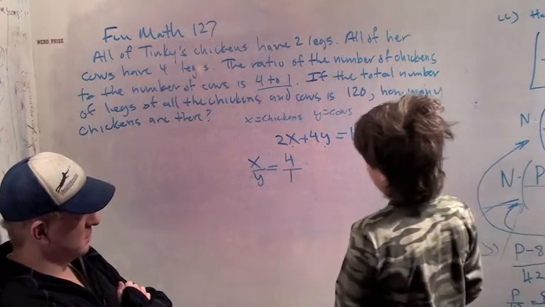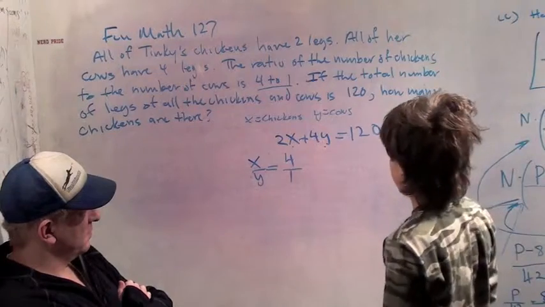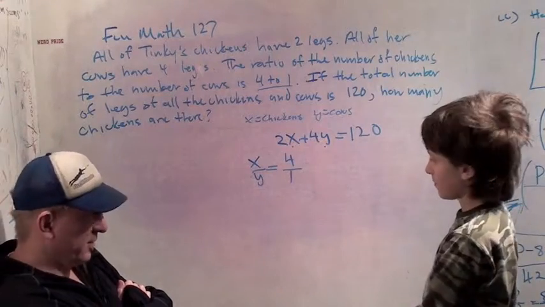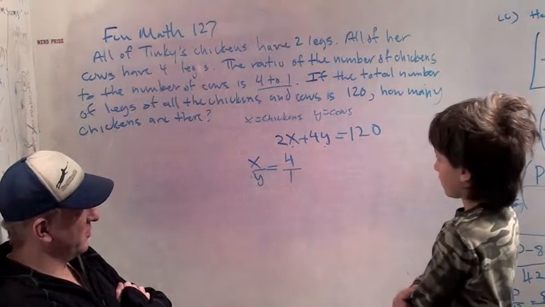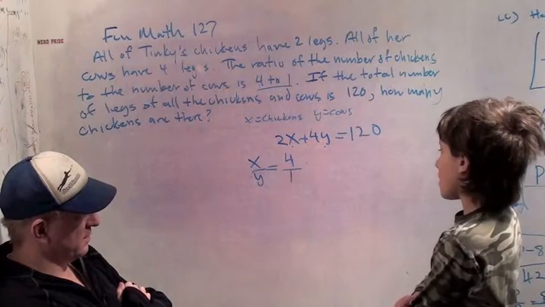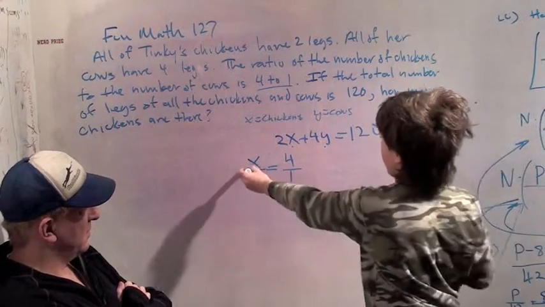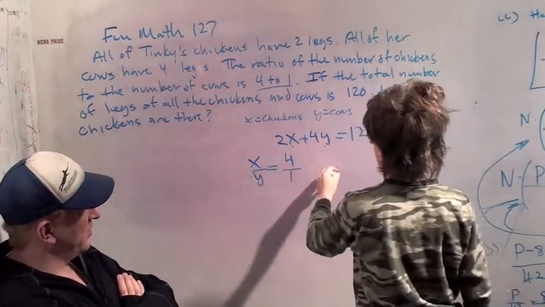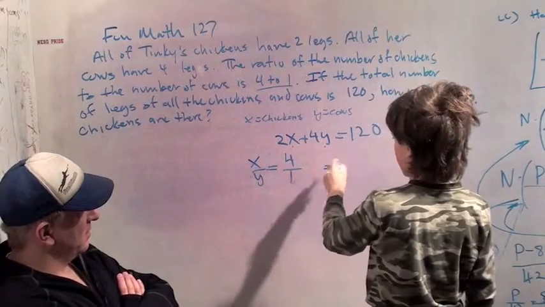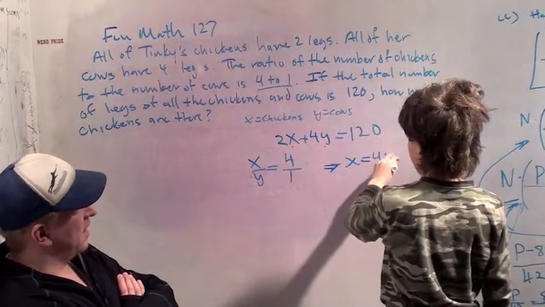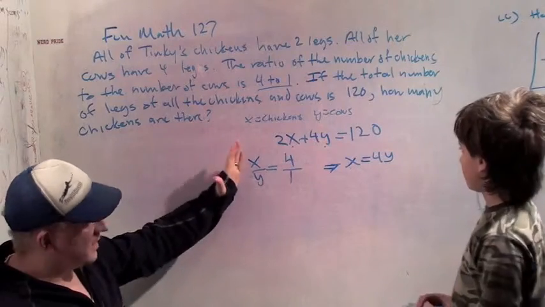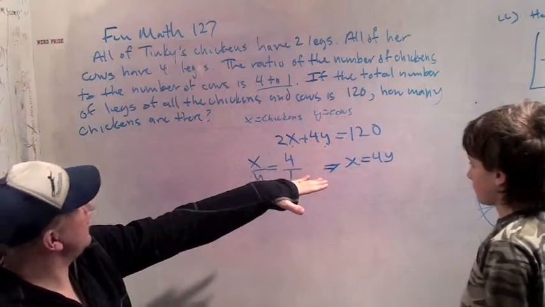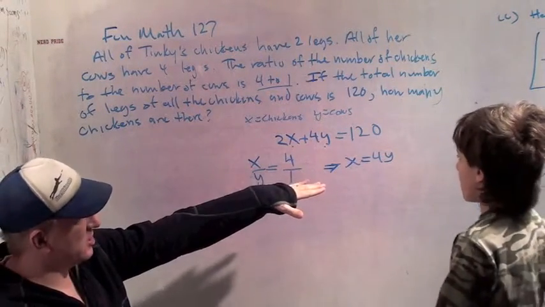We can solve the system of equations. How are we going to solve it? Well, we can do substitution. We can multiply by y. Very interesting. What happens when you multiply by y here? Then this becomes x equals 4y. The complicated equation, x over y equals 4, simplifies to a supremely simple equation: x equals 4y.